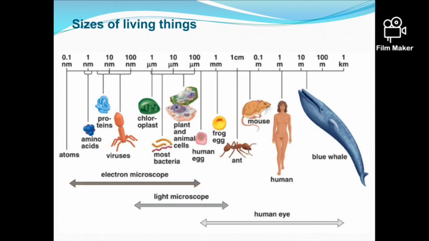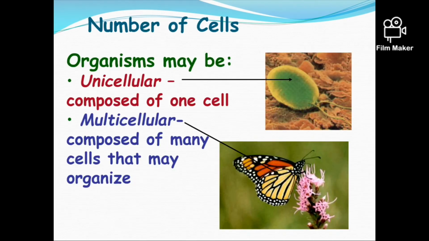Here you can see the sizes of living things, all the way from atoms, amino acids, proteins, all the way to the biggest animal on earth, which is the blue whale. Now, about the number of cells. Organisms may be 1. Unicellular, which is composed of one cell, 2. Multicellular, which is composed of many cells that may organize.